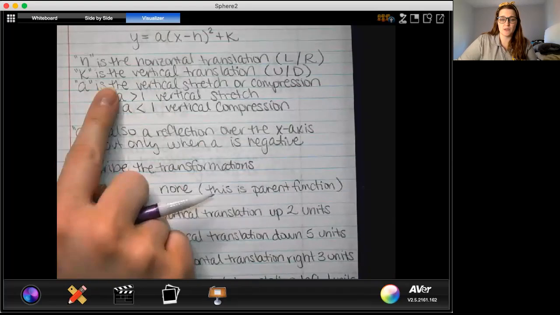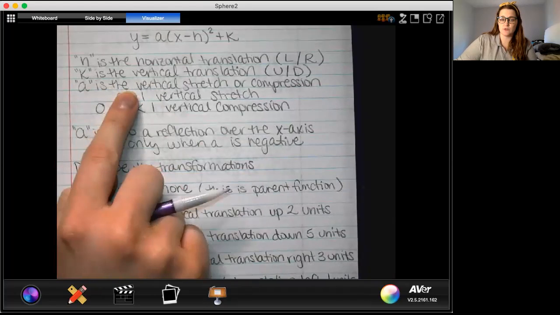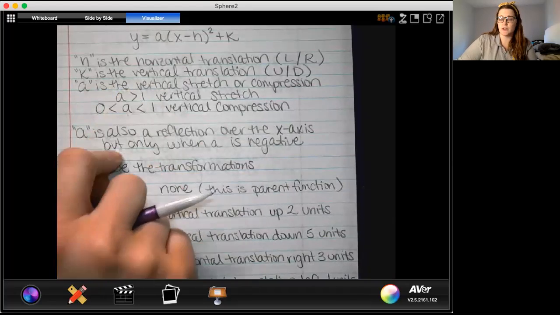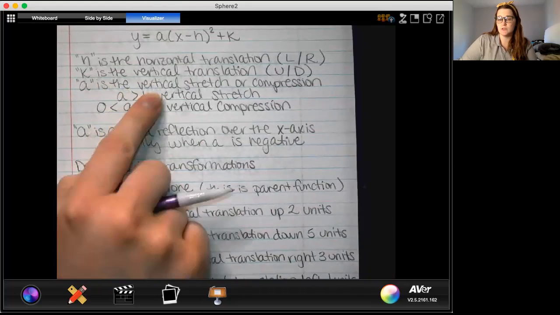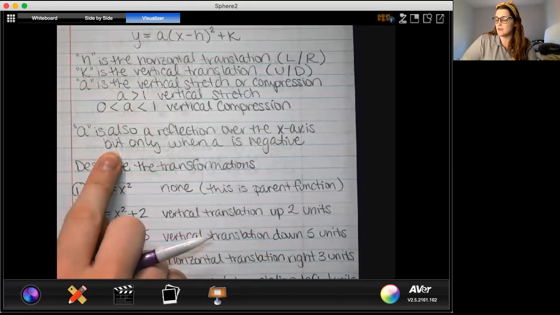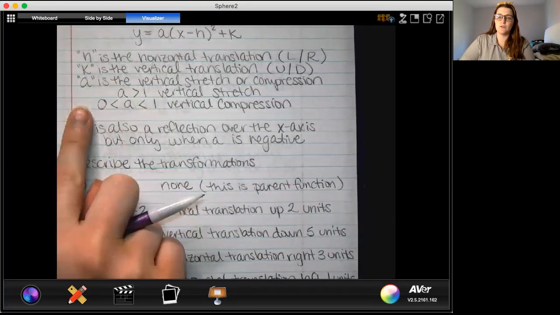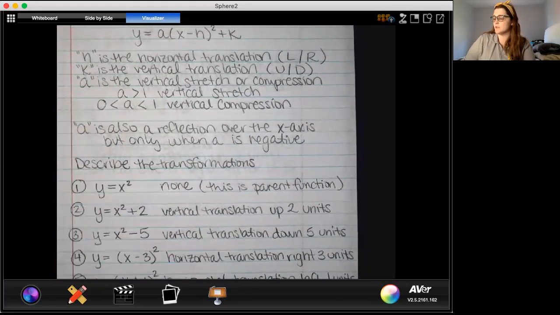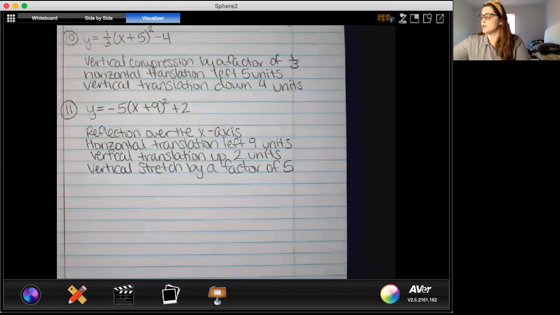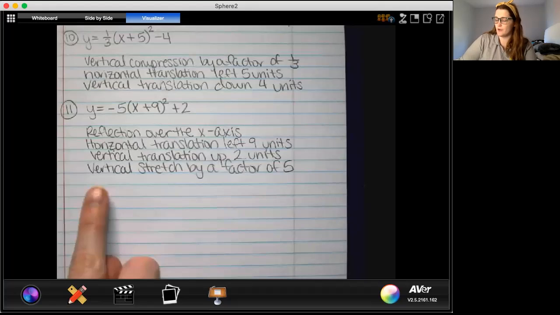Because A is a double agent, it could be a vertical stretch and a reflection. It could be a compression and a reflection. It can be both things. But specifically that A value is either greater than 1 or between 0 and 1. So I'm not sure that could have been why someone may not have suggested that one, because that's typically the hardest one for some students to know right away. But great job, Danielle.